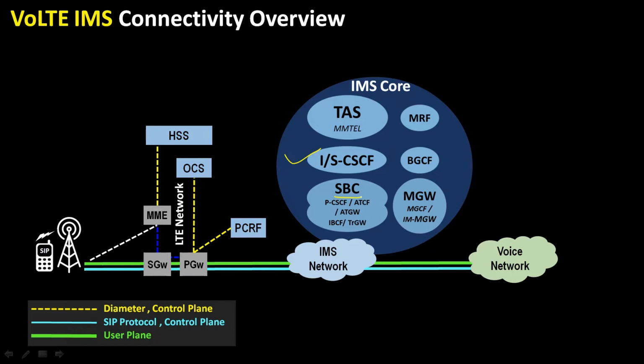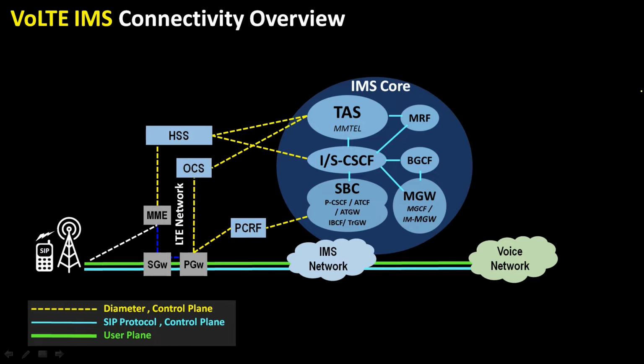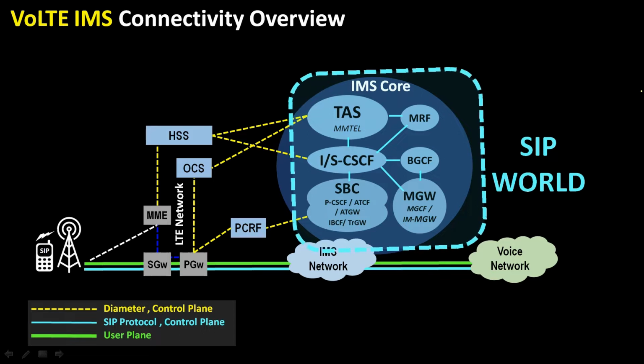SBC consists of many critical functions such as P-CSCF, ATCF, AT gateway, IBCF, TR gateway. They are shown together. Similarly, the media gateway consists of MGCF and IM media gateway. They are also grouped and shown as one node. Here HSS, OCS and PCRF are three main components which are used by both the LTE network and the VoLTE network for interconnectivity. Let's see the high level protocols used in the network.